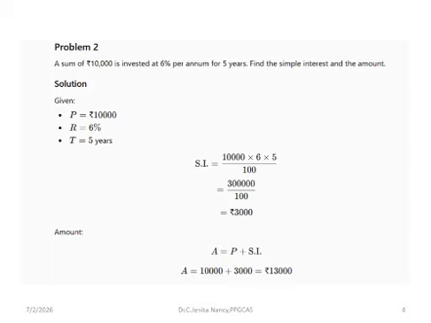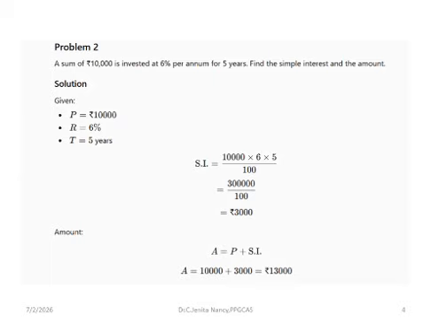Problem 2. A sum of rupees 10,000 is invested at 6% per annum for 5 years. Find the simple interest and the amount. Here, in this particular question, we have to find two subdivisions. The first subdivision is to find the simple interest. The second subdivision is to find the amount. Solution. Given principal is equal to rupees 10,000. Rate of interest is equal to 6%. Number of years, that is T, is equal to 5 years.